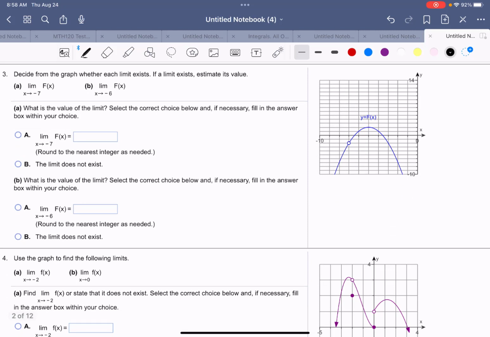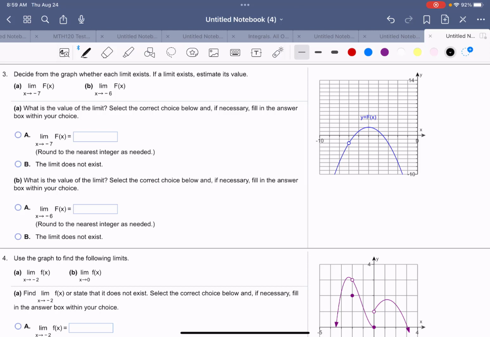Example three, decide from the graph whether each limit exists. If a limit exists, estimate its value. So part A says the limit as x approaches negative 7. Now that's not 7 from the left, that's actually negative 7 of f of x. So we've got to look at the left and the right when they tell us we're going to negative 7.